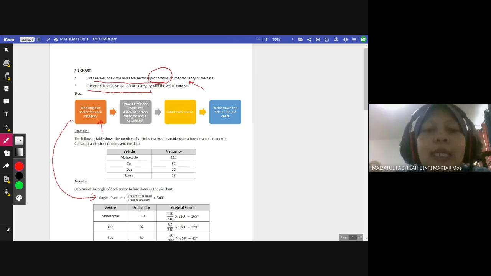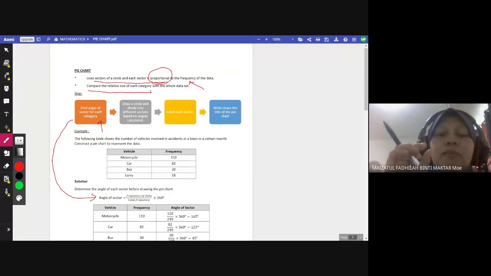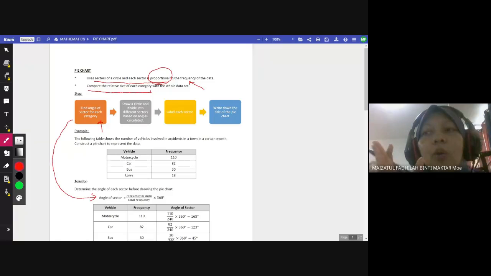Alright, so usually it depends on the marking teacher. Sometimes there is a marking teacher who wants you to use a protractor, but it depends. If possible, if you can show the difference between one angle sector and the others, it's okay for me. But there are teachers who want you to follow the value that you get. Right? So I will show you after this. Right, after you draw a circle and divide it into different sectors based on the angles you already calculated, label each sector, and write down the title of the pie chart.